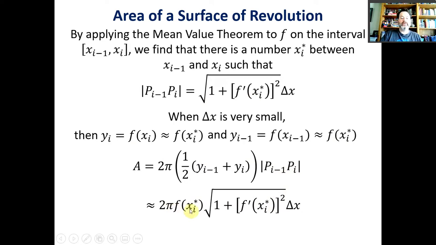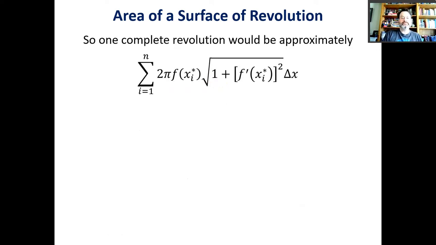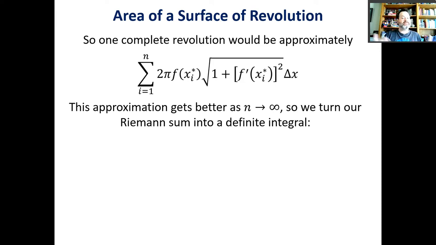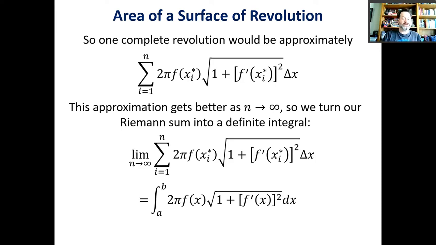So it's 2 pi. This is the radius. F of xi star is the radius. And then this is the distance formula that we showed in section 8.1. So one complete revolution would be approximately this. And we just take the Riemann sums and you sum all of these things. Right? So we're talking about individual bands, but when you sum all of them, we're saying there's n bands. As n goes to infinity, the Riemann sum turns into a definite integral, and it turns into this.